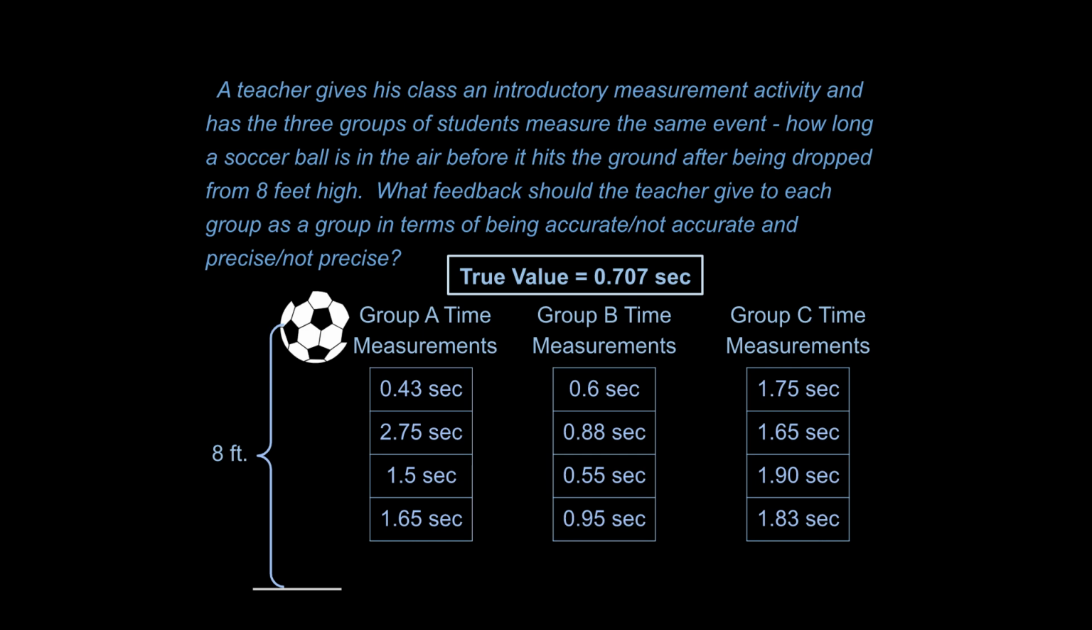What can we say is true about Group A? Is it accurate? Their data right over here. And is it precise? Remember, the true value is 0.707 seconds. Okay, well, if you look at this data over here and you compare it to some others, you could say, first of all, this data set is not accurate, and it's also not precise. It's not accurate because it's not centered around the true value of 0.707 seconds, and it's not precise because you have a relatively wide range of data points if you compare them to Group B and Group C.